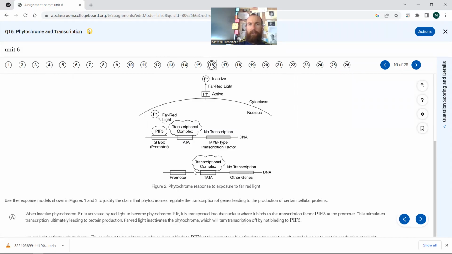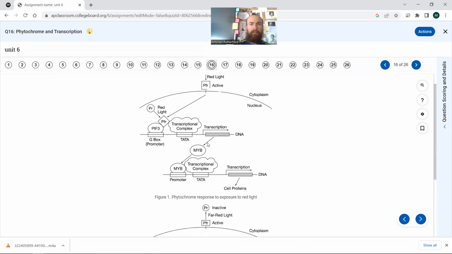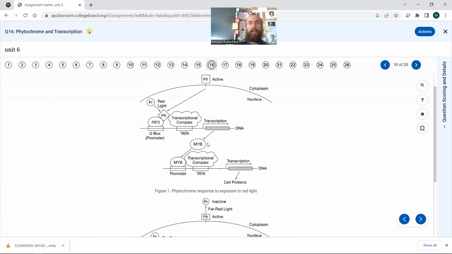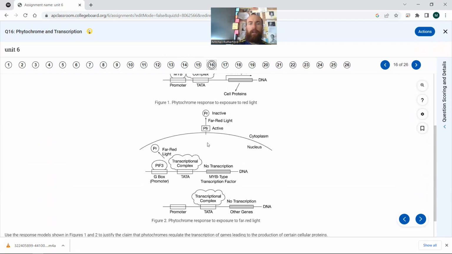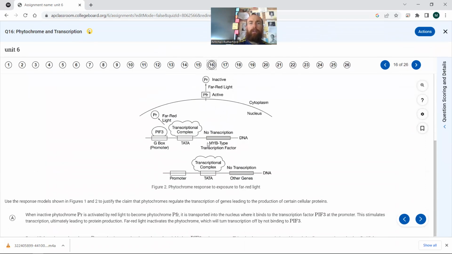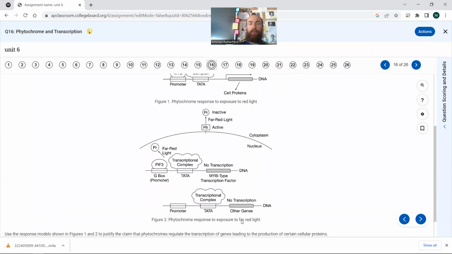I can't really tell. Maybe it's in the question here. It's definitely not. Oh, these are 2 different diagrams. It's not one giant cell. Here's one diagram, figure 1. Here's another diagram. Okay, all right. So this first one, exposure to red light, right there. Second one, exposure to far red light.